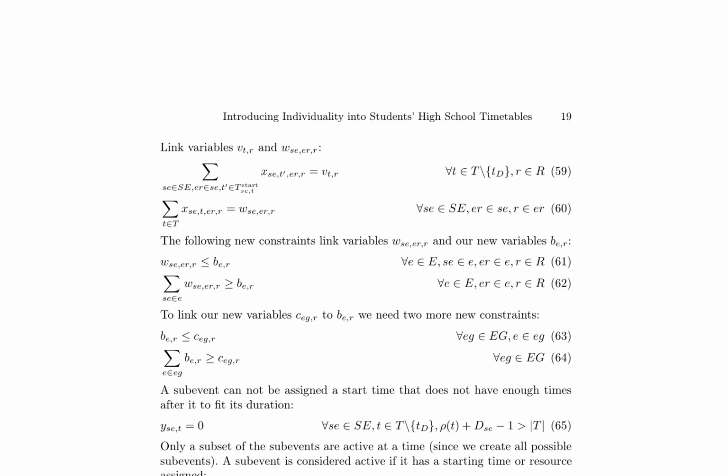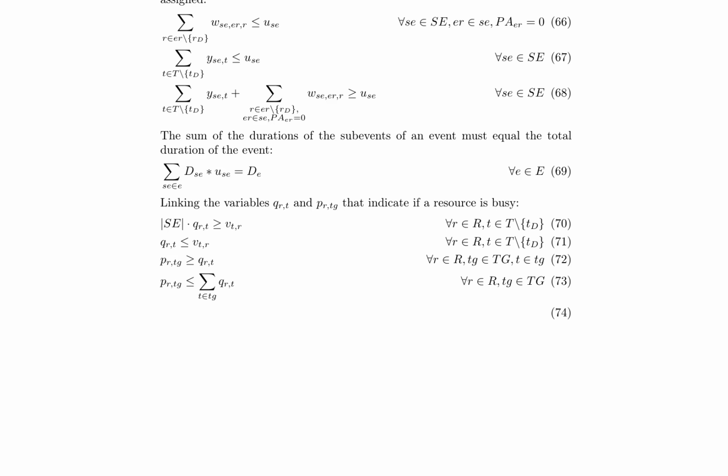It presents a series of constraints and equations that aim to allocate resources and time efficiently for various events. These constraints are categorized as link variables, assign resource, assign time, split events, and distribute split events. The first set of constraints introduces new variables VT,R and WSE,R, which link the original variables with the new ones. These constraints ensure that each subevent is assigned a start time and resource, while also considering the total duration of the event. The second set of constraints, the assign resource and assign time constraints, apply to events.